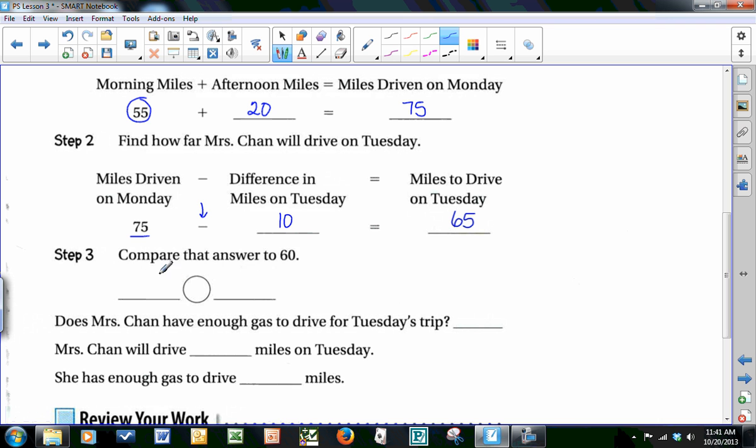So now we're going to compare that answer to the 60 miles that she has enough gas for. We're going to take this 65 that she wants to drive on Tuesday and put that here. And we know she has enough gas for 60 miles. So we're going to compare those. We're going to use the greater than, less than rule. And remember, the arrow always points to the smaller number. So the answer here would go like that because 60 is smaller than 65.